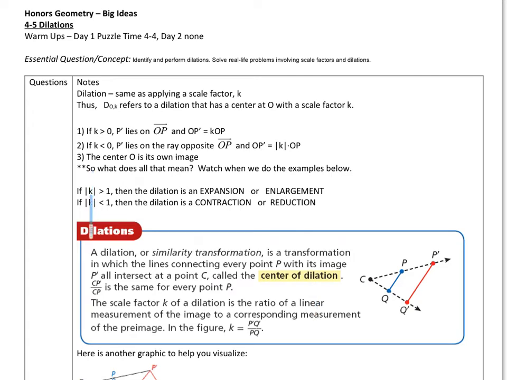And then, again, if the absolute value of k is greater than 1, and I say absolute value because I'm looking for just the value, that's an expansion or enlargement. If that absolute value is less than 1, such as a half, a third, even if I put negative in there, negative is just going to tell me go in the other direction, but then that 1/3, if I have negative 1/3, that tells me that I'm going to reduce it. It'll be a reduction or what we call a contraction.